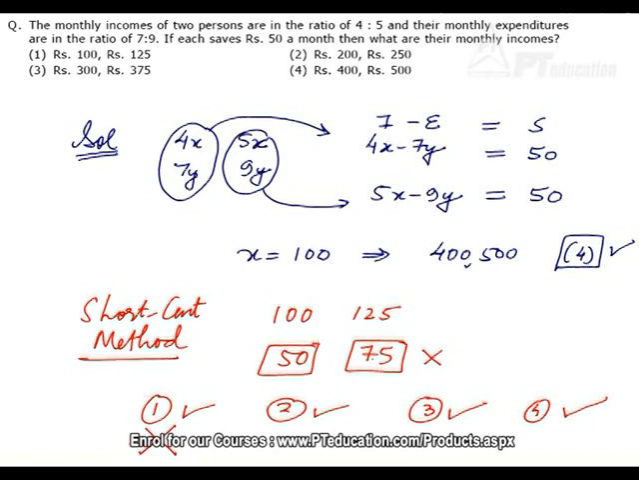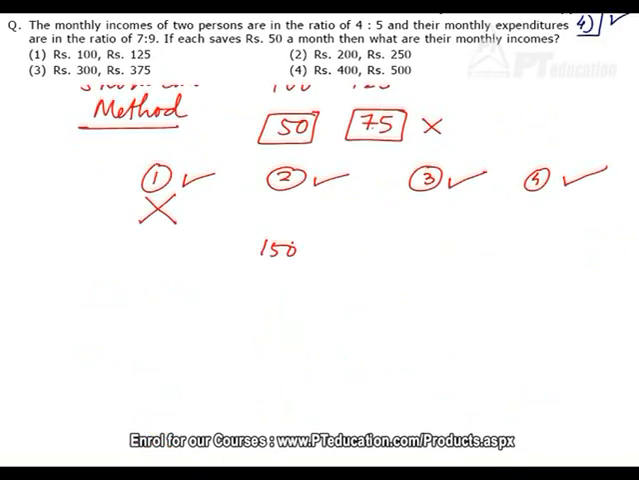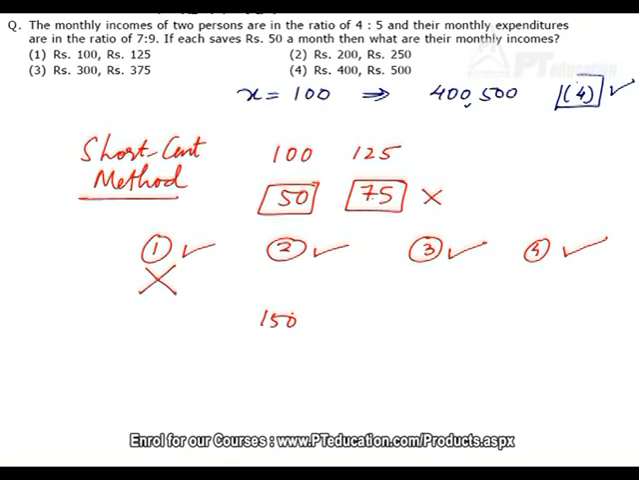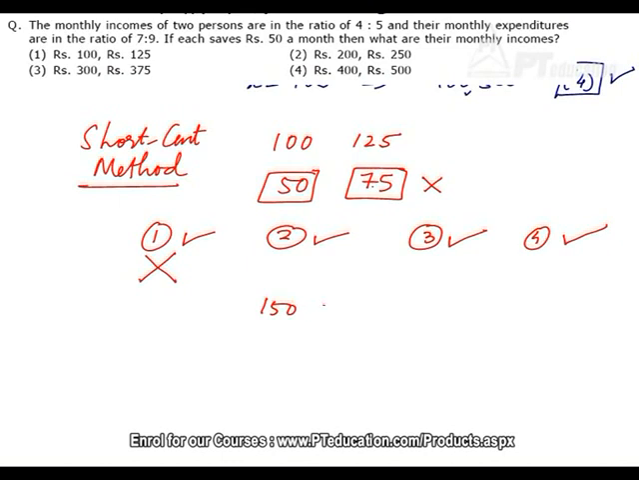So if the savings are 50, we saw that the expenses in the first option were 50 and 75. Is this in the ratio 7:9? No. So option 1 is actually wrong. Option 2, 200 and 250. Subtract 50 from each. What do you get? 150.